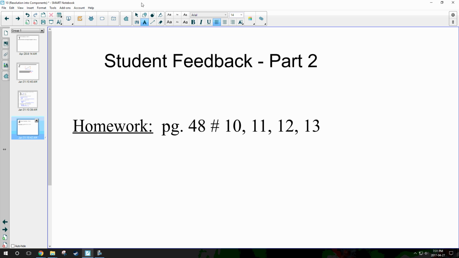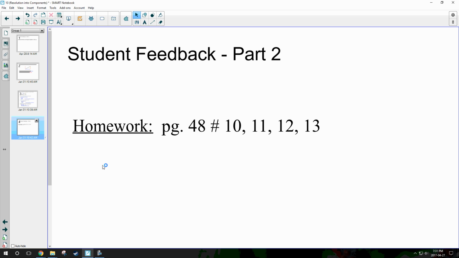So again, student feedback form, fill it out first, then take a look at your homework questions, page 48 in the textbook. Just 4 questions, numbers 10, 11, 12, and 13. And those just give you some practice questions in terms of other word problems, because sometimes things are worded slightly differently, and it just gives you some practice with the different wording. So make sure that you take a look at those.